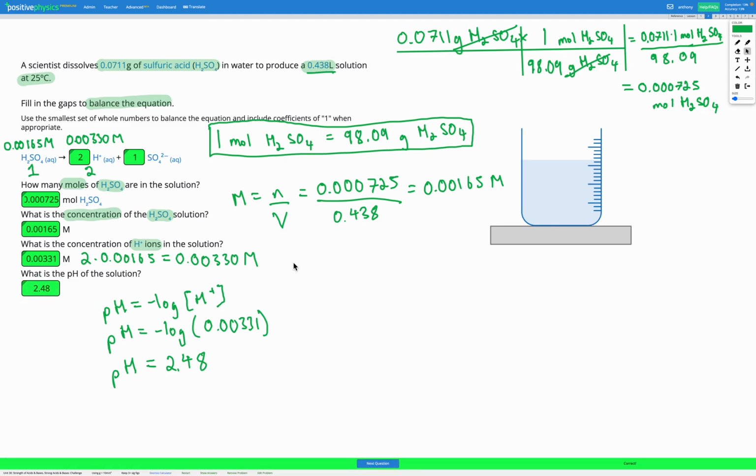Awesome. So you can see here we brought together a few skills. We had to convert from grams to moles using the molar mass that we had to find in the periodic table. We had to do a molarity calculation using the number of moles and the volume of the solution. And then finally, we used our pH equation. So you're going to have to bring together different things that you've learned throughout the school year so far in order to solve these challenge problems.